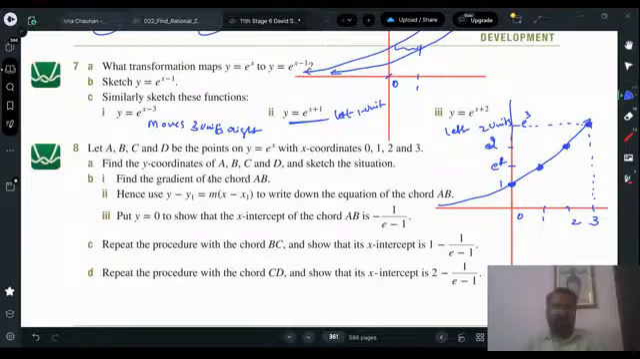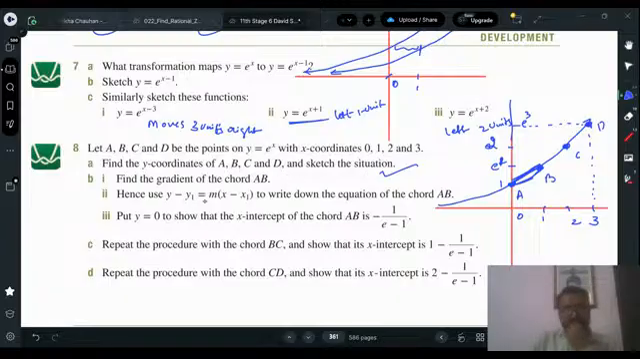So find the y coordinates of A, B, C, D and sketch the situation. I have drawn it. Find the gradient of the chord AB. This is A, B, C, D. We have to plot like this. Okay, the curve goes like this, and the chord will be like this. So now, please tell me.